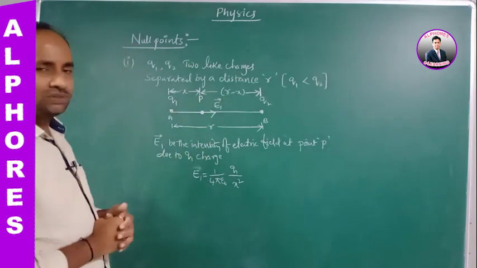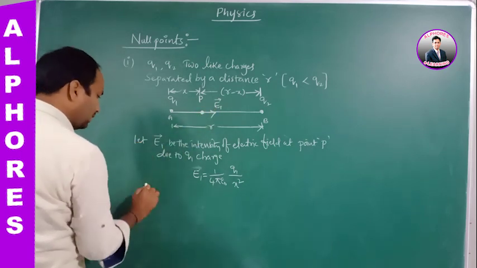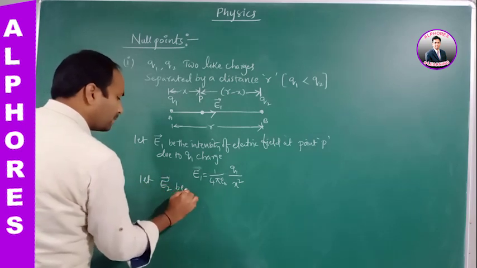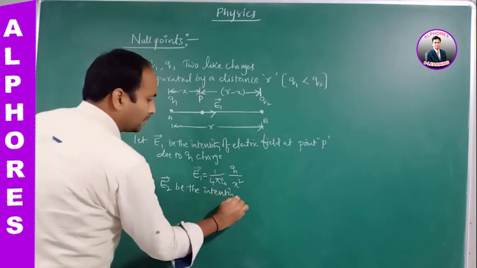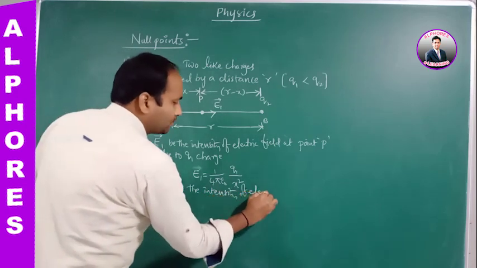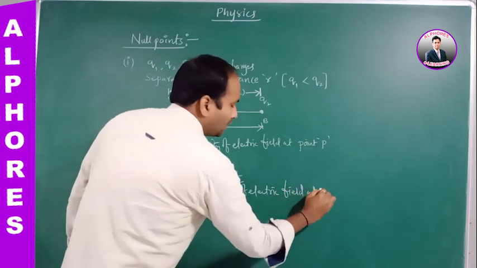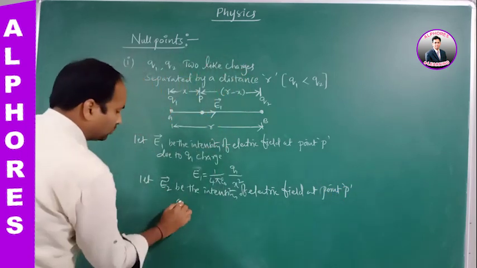Now similarly find E2. Let E2 be the intensity of electric field at point P due to the Q2 charge.